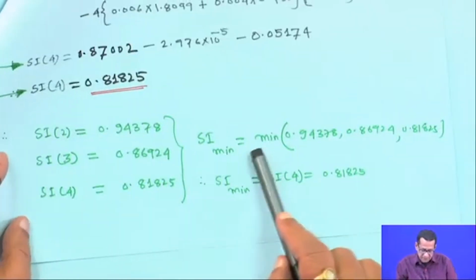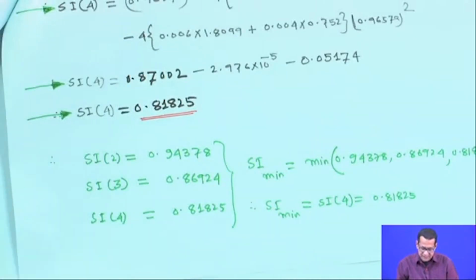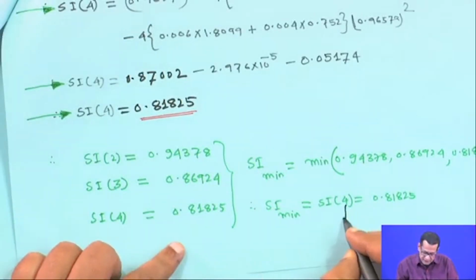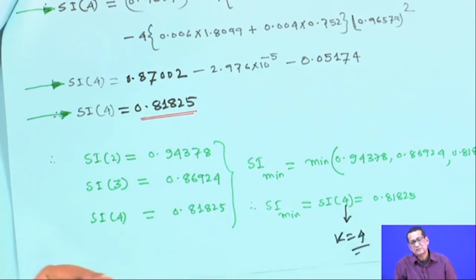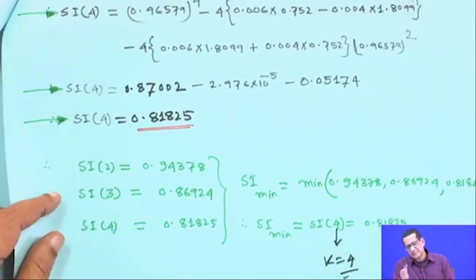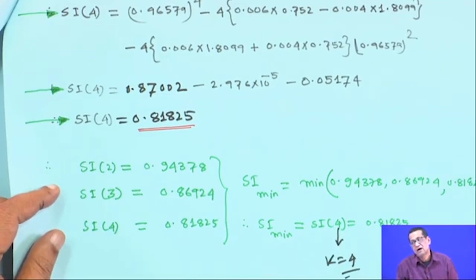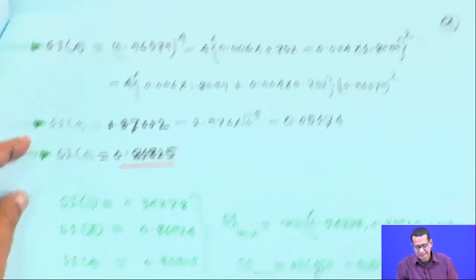That means the minimum of all these is 0.81825, that is SI4, that means k is equal to 4. Here it is your k, SIk, k is equal to node 4. So, node 4 is the most sensitive to voltage collapse. This is of course true, because it is a small radial network, main feeder type, and there are no lateral branches or anything else.